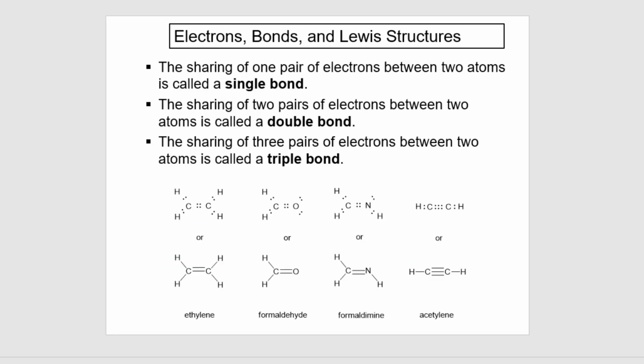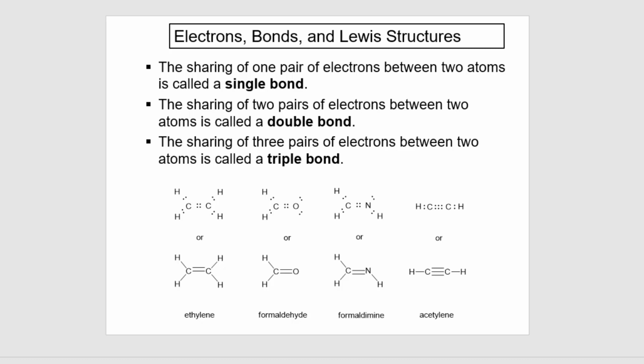So that is for just single bonds. What about multiple bonds? The sharing of one pair of electrons between 2 atoms is called a single bond, and that's what we've been doing. We also can have double bonds and triple covalent bonds between the same 2 atoms, okay? So here's an example of ethylene, and it's drawn below. Again, count the electrons around the carbon. You'll notice that there are 8 electrons. So each one of those atoms meets the octet rule.